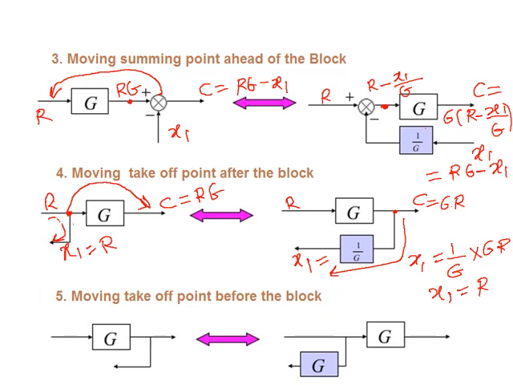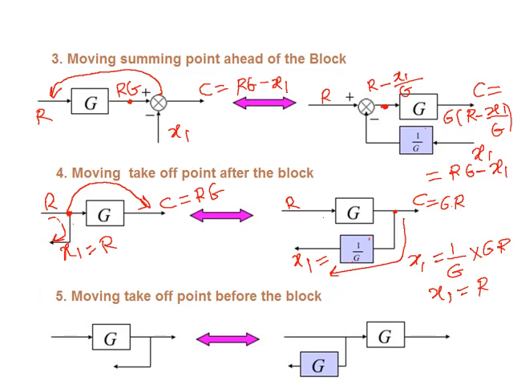I hope now you are getting the concept of why we are adding the block G or 1 by G. When we want to shift any point, either a summing point or a takeoff point, it should not change the circuit. It should not change the signal. So the output of that signal will be the same after shifting. Okay, so rule number 5.